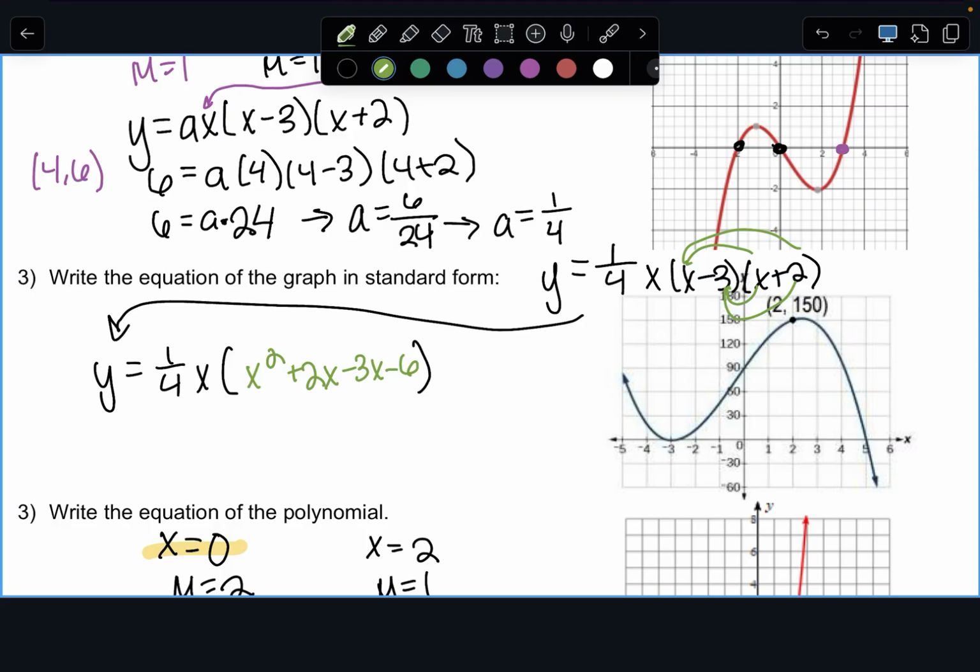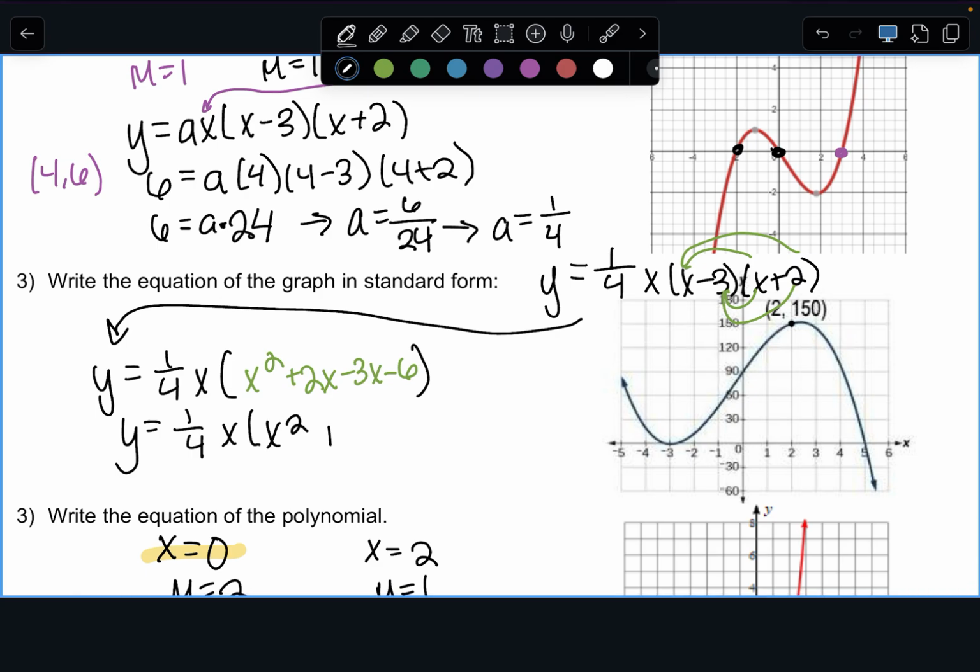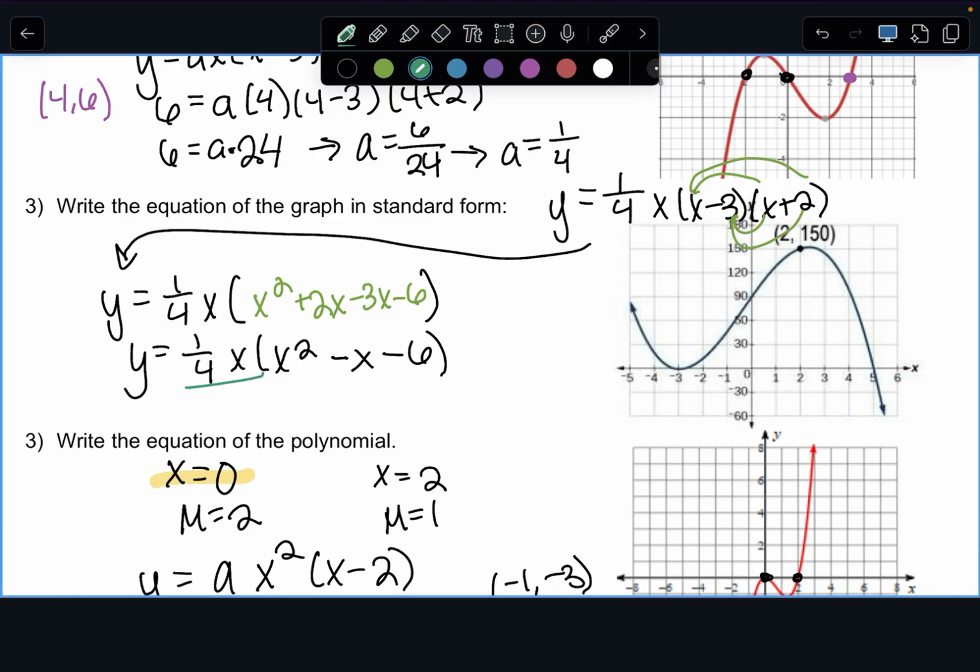Before we do anything else, let's combine these like terms in here. So we'll have 1/4 x, and then x squared minus x, 2 minus 3 is negative 1, minus 6. Very, very last step is to distribute this entire 1/4 x to each piece. Okay? So we would get y is equal to 1/4 times 1 is just 1/4.